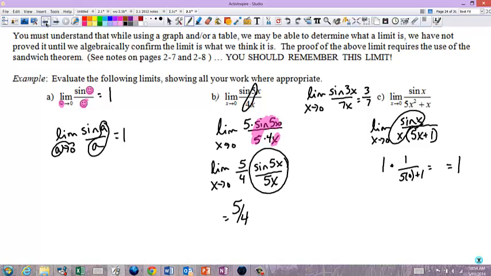I totally could, but we're not going to do the sandwich theorem. That's not in our AB syllabus. The end.